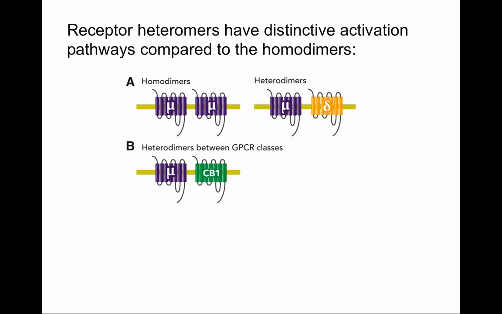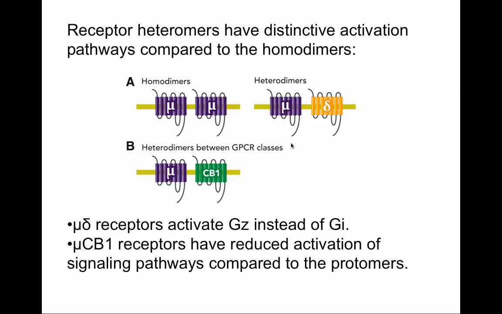In terms of signaling pathways, the heterodimers are interesting because mu-delta receptors have a different activation profile compared with mu receptors, such that they activate Gz more instead of Gi. Mu-opioid receptors can even form dimers with non-opioid receptors. For example, the mu-opioid receptor has been found to dimerize with the cannabinoid receptor CB1. This heterodimer has been shown to have weaker activation of downstream signaling pathways compared to each receptor alone.